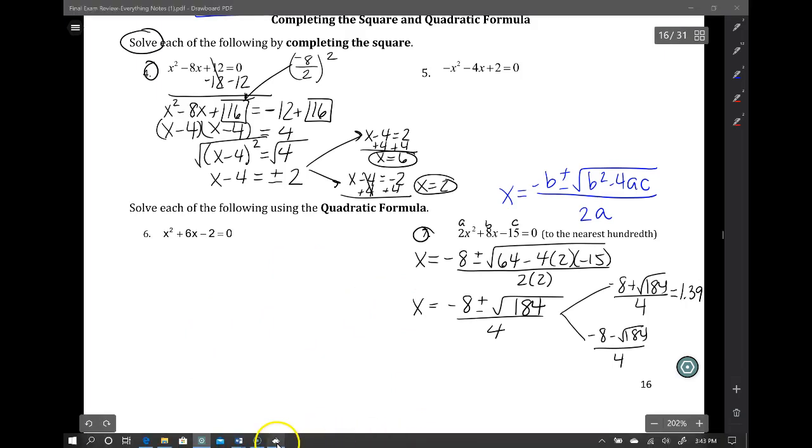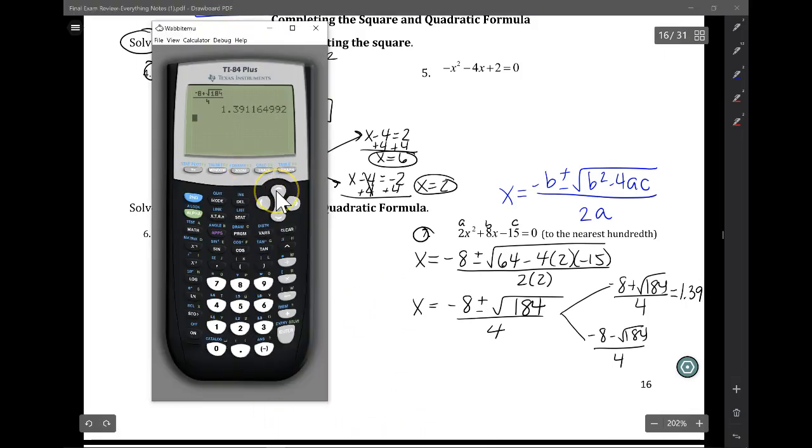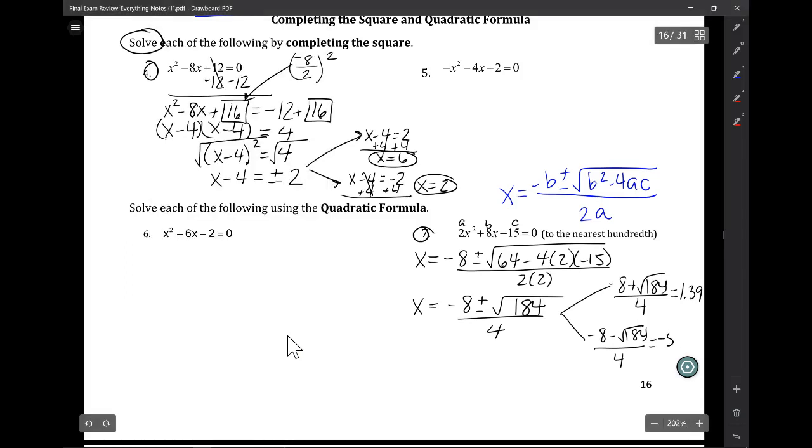And then what's going to happen is when I take this back out, let's see if it'll let me do this. Oh yeah, scroll up twice, hit enter, and then all you have to do is edit that plus sign to be a subtraction sign, and then hit enter again. And again, rounded to the nearest hundredth would be negative 5.39. Cool.